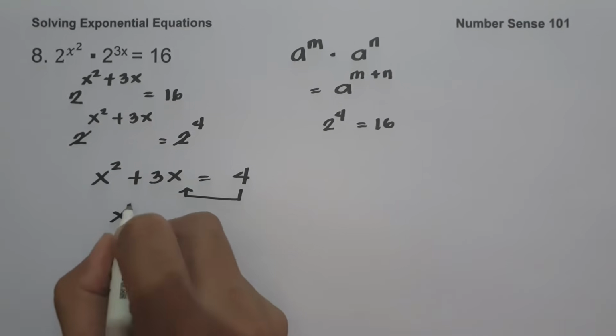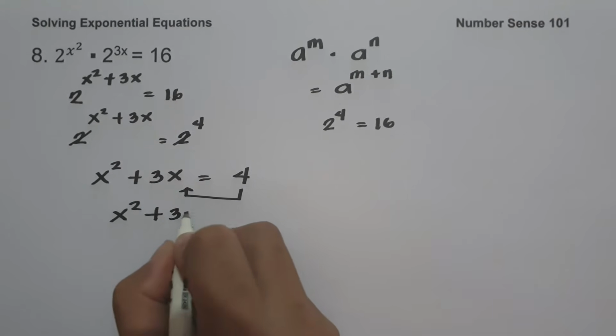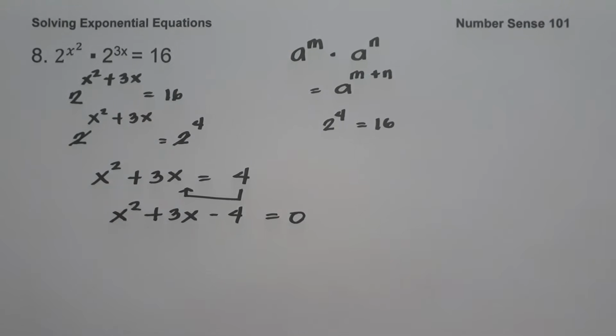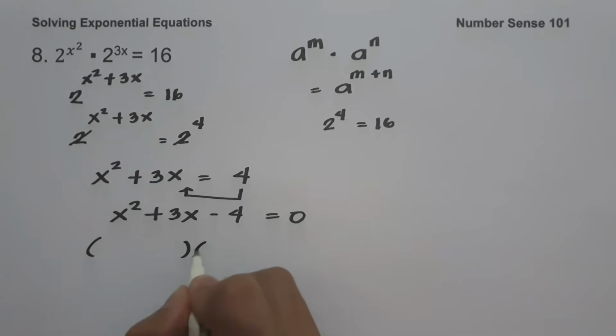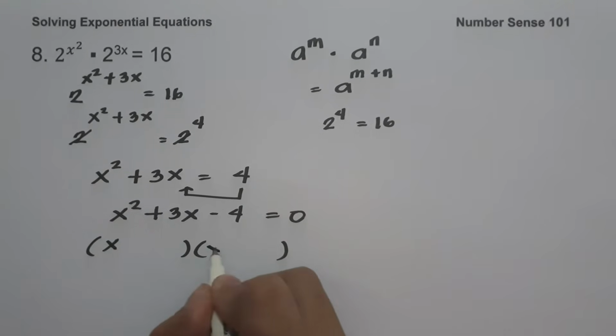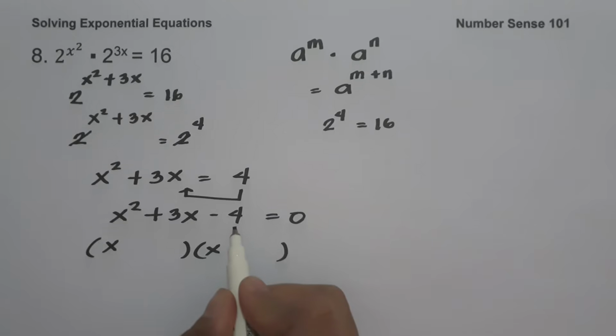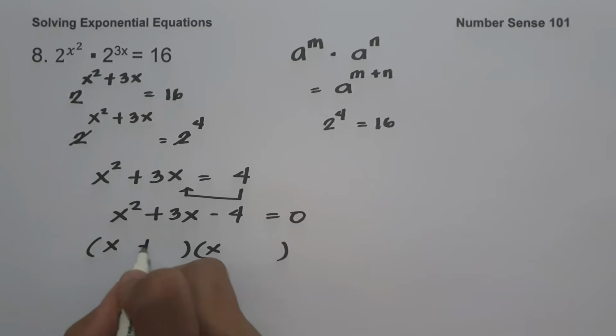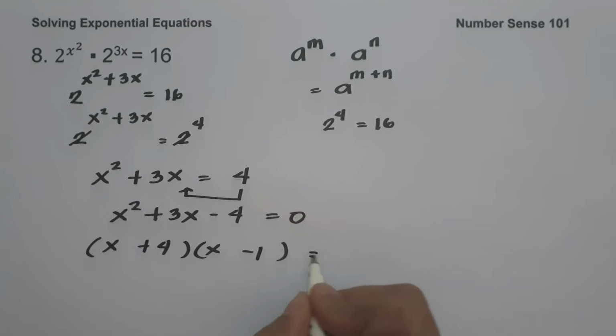This will be x squared plus 3x minus 4 equals 0. And to simplify, let us factor this one. The factors of x squared are x and x. And what are the two numbers? If we multiply, we can get negative 4. And if we add, we can get positive 3. And that is positive 4 and negative 1.